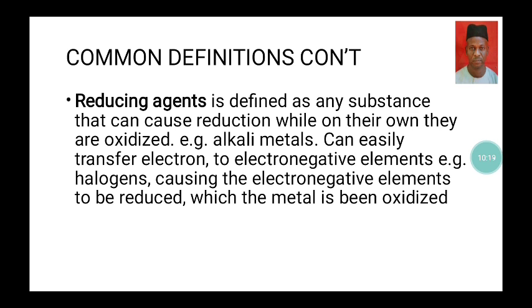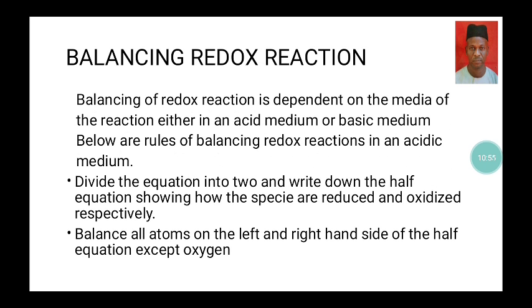A reducing agent is defined as any substance that can cause reduction while on its own it is oxidized. For example, alkali metals can easily transfer electrons to electronegative elements which have high affinity for electrons, e.g. halogens, causing the electronegative element to be reduced. That is, the addition of electrons into that electronegative element reduces it, while the metal itself is being oxidized because there's removal of electrons from it.